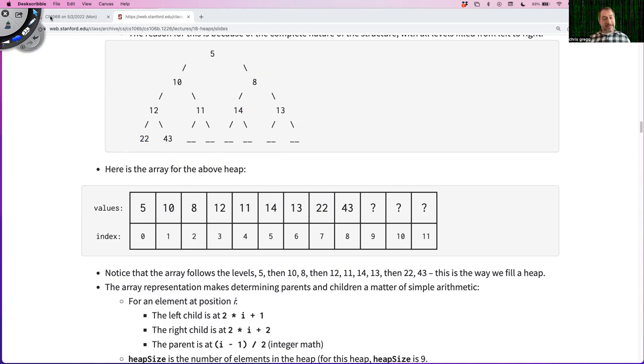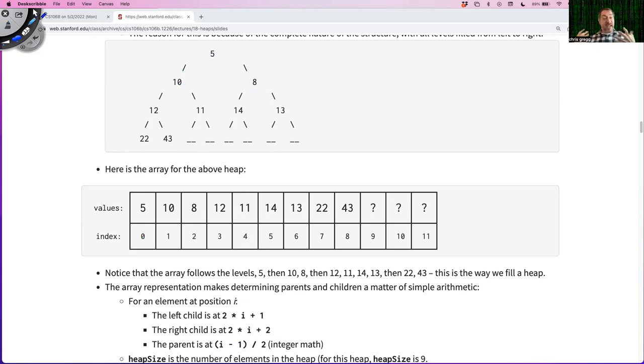If we want to find the right child of a particular one, we do exactly the same thing, except we add 2. So in this case, if we were to find the right child of 10, 10 is at index 1. We apply this formula, 2 times 1 plus 2. 2 times 1 is 2, plus 2 is 4. If we go to 4, we better find the right child of 10, which is 11. Look, it works. You can do this for any of them. Even the root element, 0: 0 times 2 is 0, plus 2 gives you 2, and 8 is the right child of 5. Pretty cool, huh?